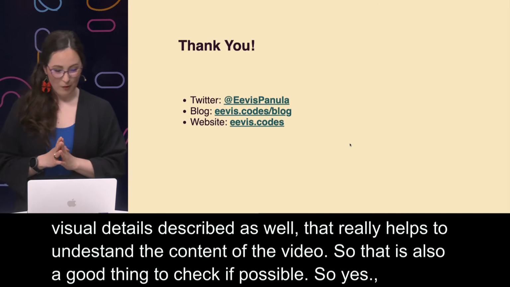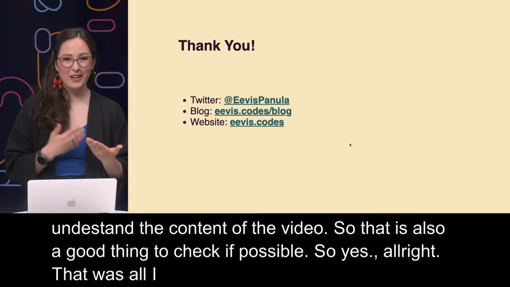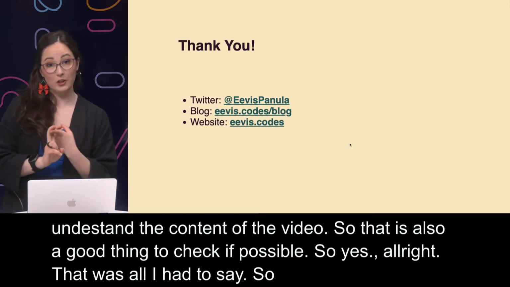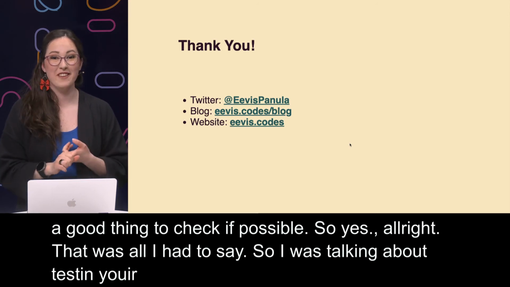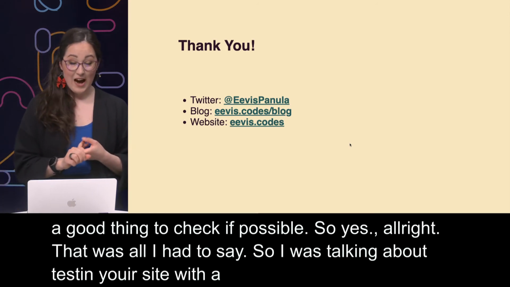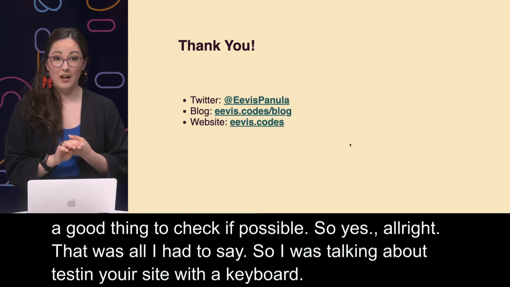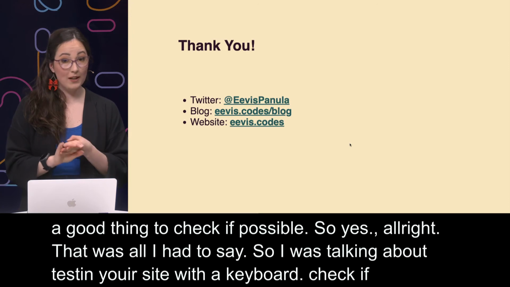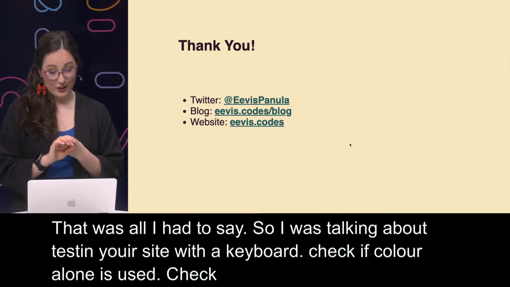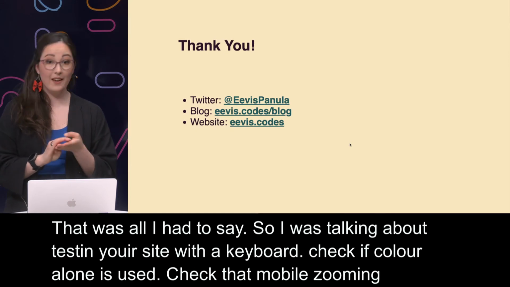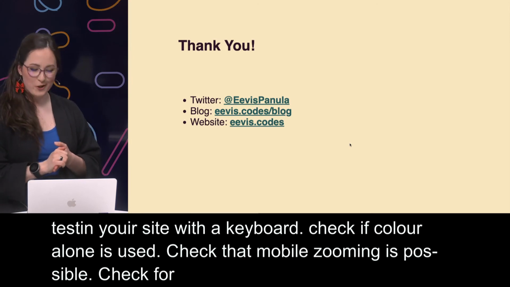That was all I wanted to say. So basically what I was talking about was to test your site with a keyboard and try to interact with basically everything on your site. Then check if color alone is used. Then check for mobile zooming, that it's possible. And then also check for captions, transcripts, and also audio descriptions if possible. I think I remembered all.